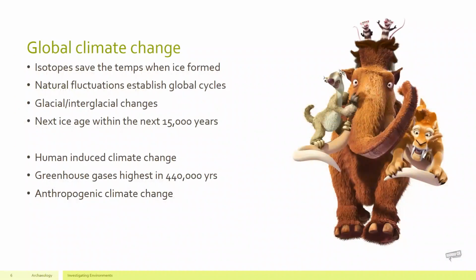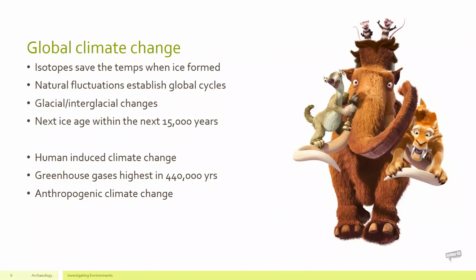So we're interested in this because of global climate change. It's an important process that we're experiencing now, with detrimental effects on human and animal societies, as we continue to cause atmospheric pollution with greenhouse gases. We're driving up the average annual temperatures of our oceans and of our atmosphere, which is resulting in global climate change. Isotopes save the temperatures when ice was formed and piles up in these ice sheets. So we can go back in time and compare the natural fluctuations, establish global cycles.